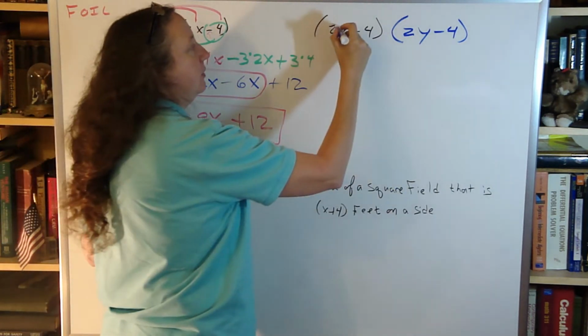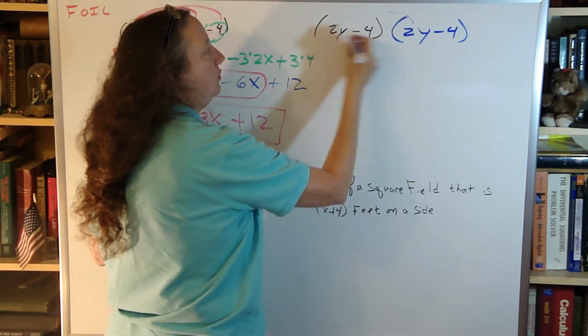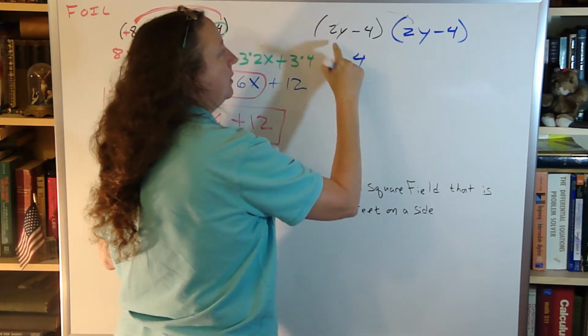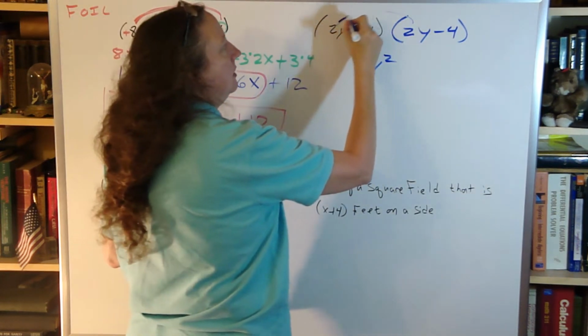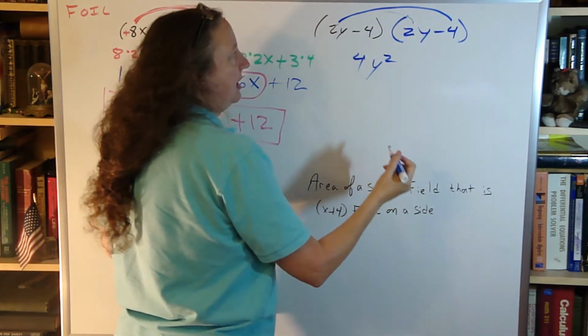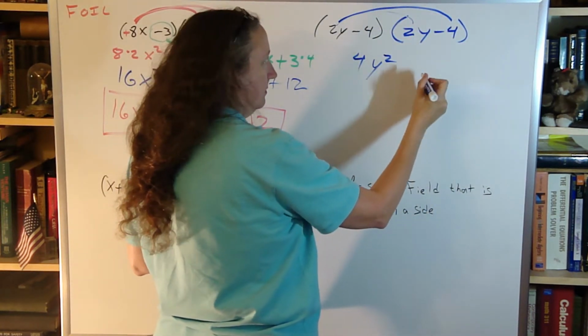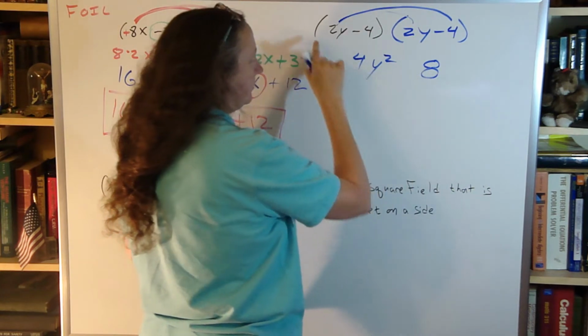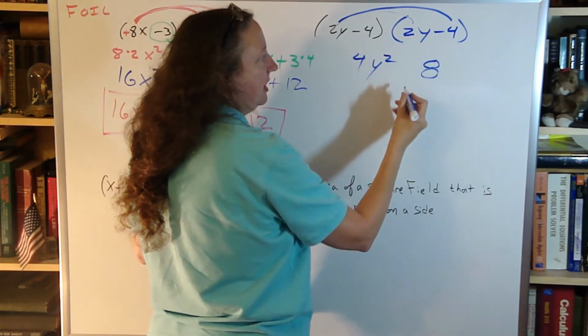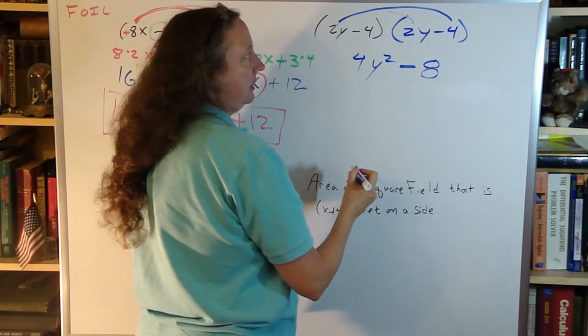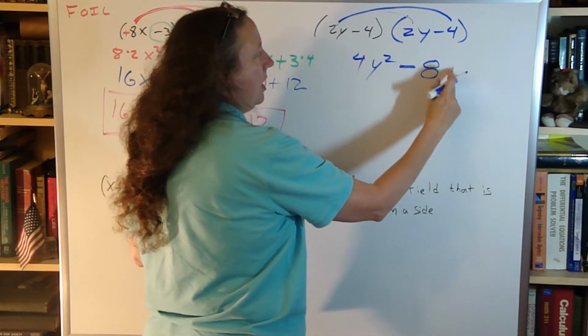Now I can take my first times first. 2 times 2 is 4. Y times y, y squared. Outside times outside, 2 times 4 is 8. I have a positive number here. I have a minus sign there. It gets a minus sign. Carry down my y.